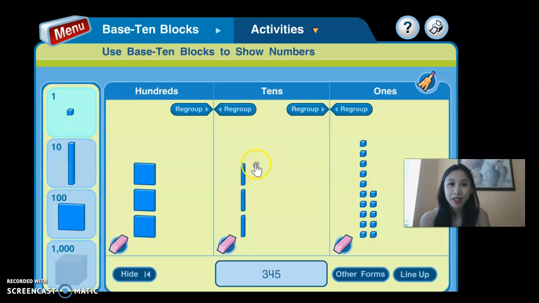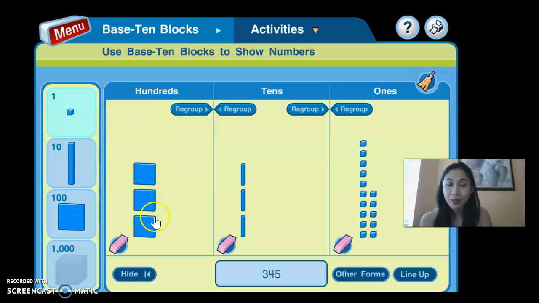That 1 rod that was broken up and regrouped became 10 units, plus the 5 units that are already there. So we have a total of 15 units over here plus 3 rods. Remember, there used to be 4 rods over here and now we only have 3. We have 3 because we took one of them and regrouped it.